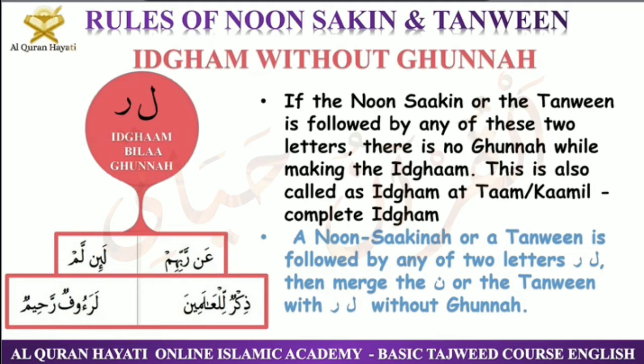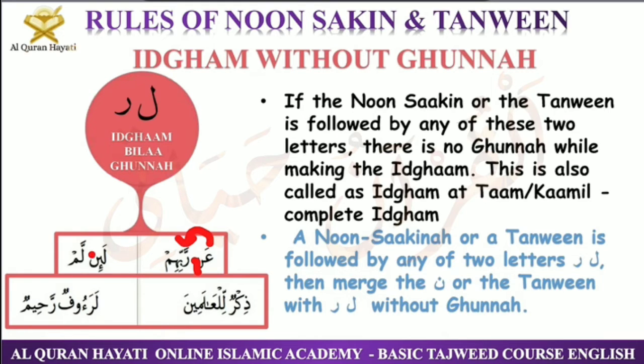For example, here are 2 words. I'll recite them. One example is with noon sakin, and the second row has an example with tanween. See here, the word is an rabbihim. But now the merging is done between noon and ra in a way that the noon will be completely merged in ra, and that will not be pronounced, like rabbihim. You just think there is no noon here. Ain will be directly connected to the letter ra. Rabbihim.